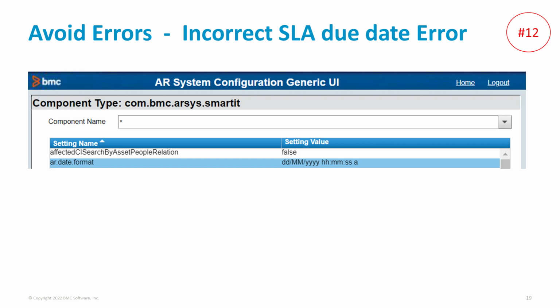When changing this, be sure to set the format as per your AR server's date format and test again creating a new incident. All the date-time formats supported by AR System Server can be used in the parameter ar.date.format. I will put a link in the references for where to find details on the AR server date and format.